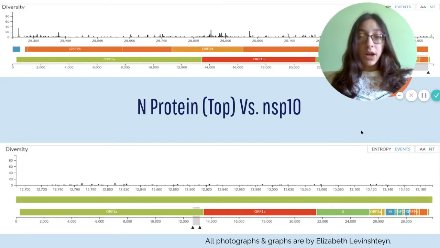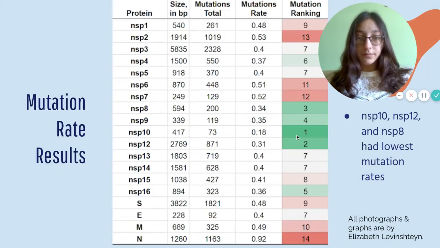So as you can see on top, that is N protein, and on the bottom is NSP10. You can see that the N protein has many more mutations per site than NSP10 does. So these are the mutation rate results. NSP10, NSP12, and NSP8 had the lowest mutation rates.